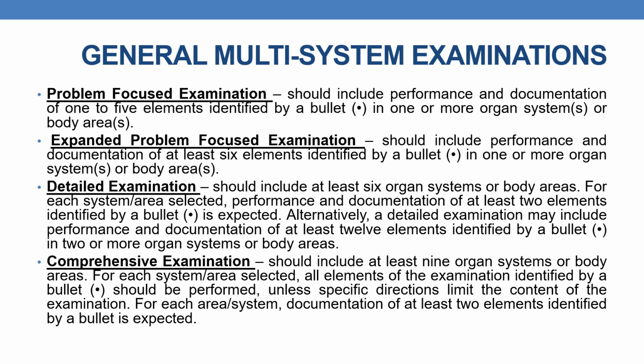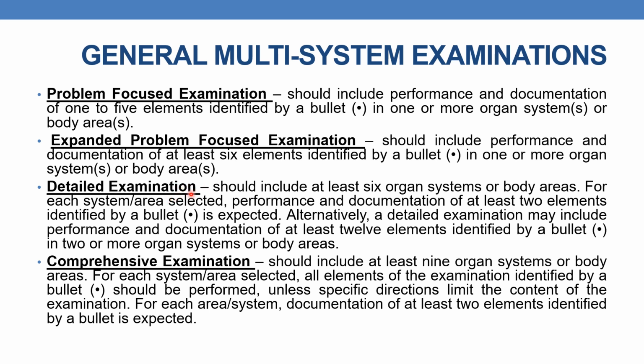In that case, for problem focused examination, the document should include performance and documentation of 1 to 5 elements identified by a bullet in one or more organ systems or body areas. For expanded problem focused examination, it should include performance and documentation of at least 6 elements identified by bullet in one or more organ systems or body areas.